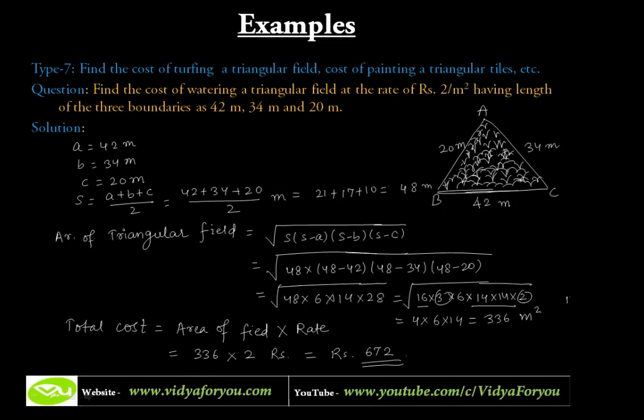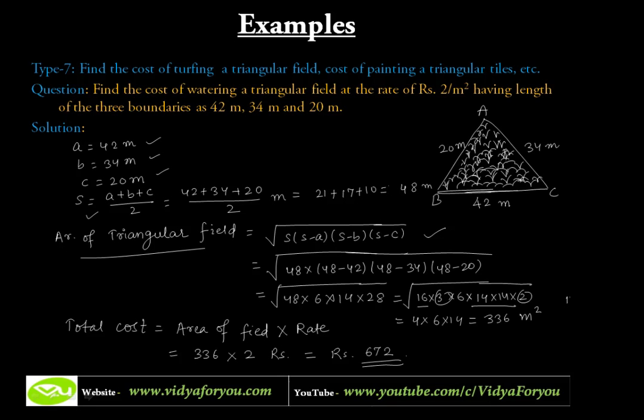So here the question is finding the cost of watering. So what we will do is find the area. A is given, B is given, C is given. So semi perimeter is also given. Now we know that area of a triangle, using Heron's formula, we can write this.